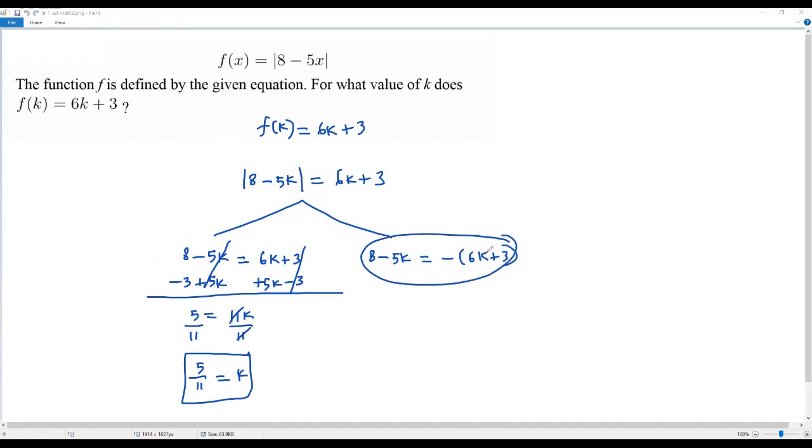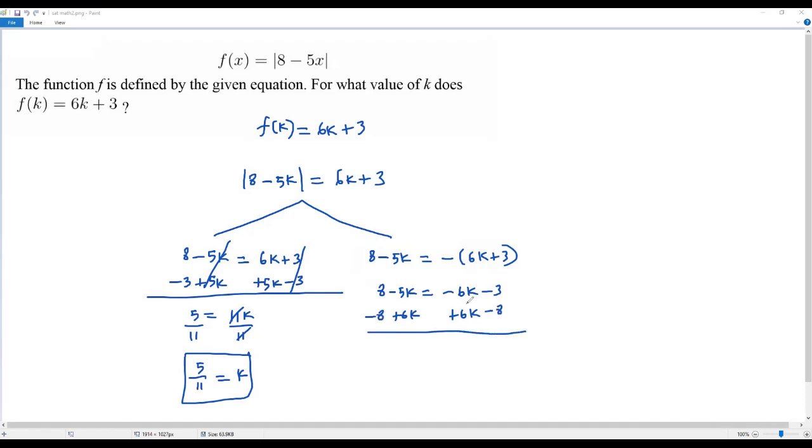Now let me solve for k in the second equation. 8 - 5k equals, we can distribute the negative sign to both terms, so I'm getting -6k - 3. Let me add 6k to both sides and also subtract 8 from both sides. Then -6k and +6k cancel, and +8 and -8 cancel out. Combining -5k and +6k, I'm getting k. Combining -3 and -8, I'm getting -11. Here I got two values for k: k = 5/11 and k = -11.